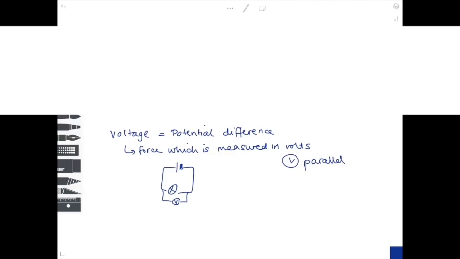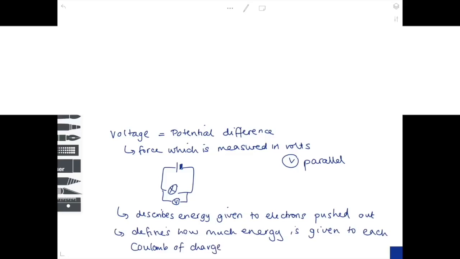Now, what does potential difference or voltage actually mean? Well, it describes the energy given to electrons pushed out, and defines how much energy is given to each coulomb of charge. Going back to our voltmeter temporarily, I've already said that it gets added in parallel. Now again, like the ammeter, it can either be an analog or digital voltmeter.